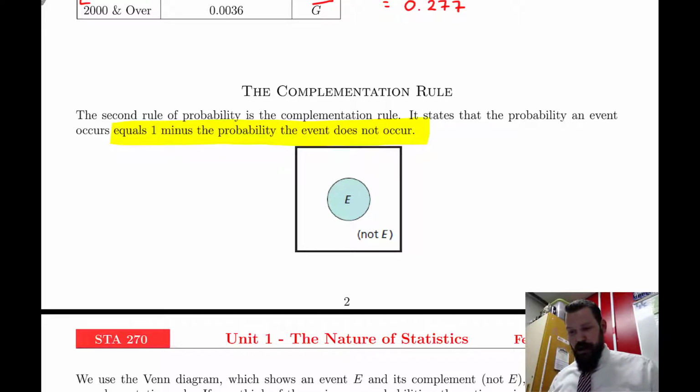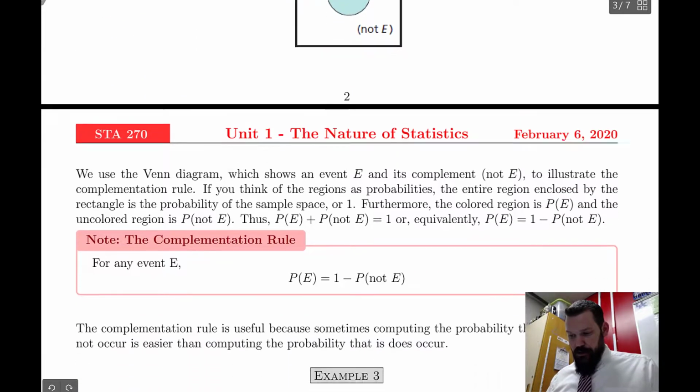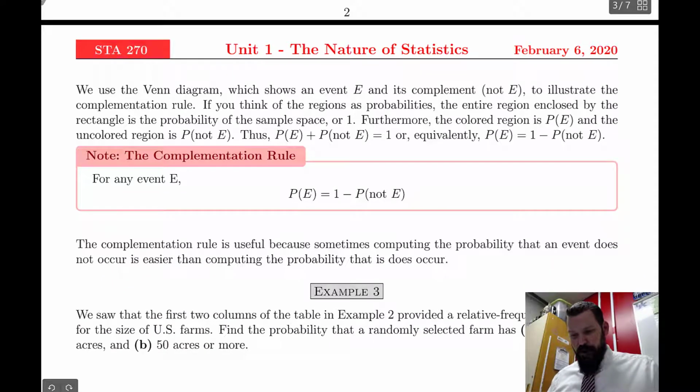So we were talking about the complementation rule. It's going to be equal to 1 minus the probability the event does not occur. Sometimes it's easier to calculate the probability that the event does not occur than it is to calculate the probability that the event does occur. You can see right here, the probability of E can be calculated as 1 minus the probability of not E.